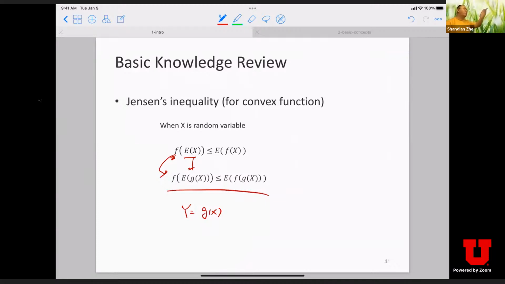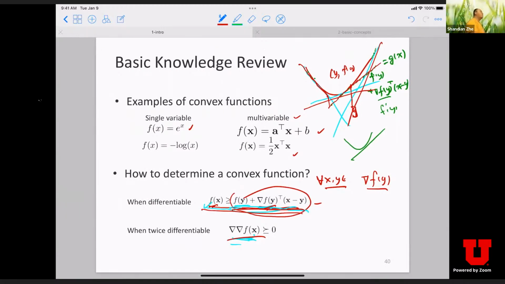It has both the conditions. One is quite differentiable.